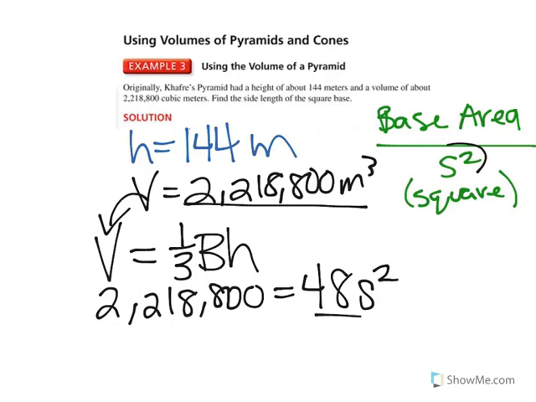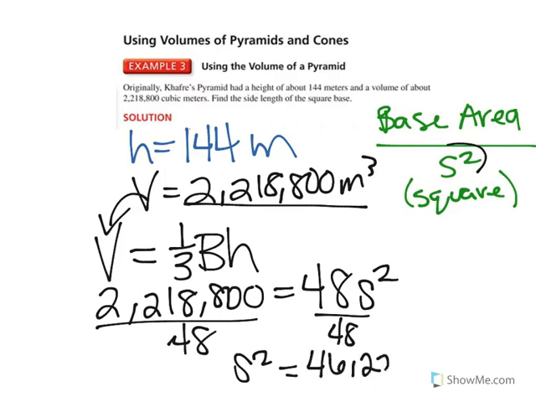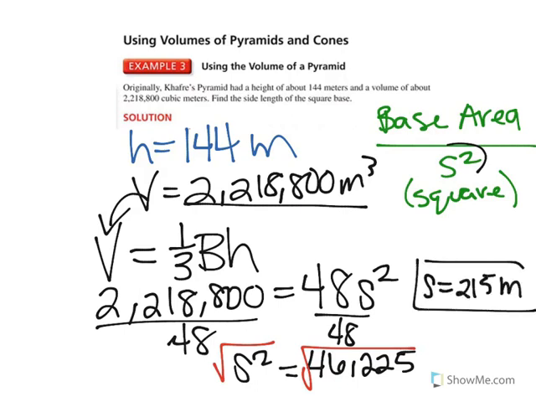We need to get s by itself, so we're going to divide by 48 on both sides. And s squared is going to equal 46,225. And to get rid of a square, you have to square root both sides. And we get our side to be 215. So 215 meters. Okay, and this is just a linear dimension, so your meters just have to be meters. You don't have to have square or cubed or anything.